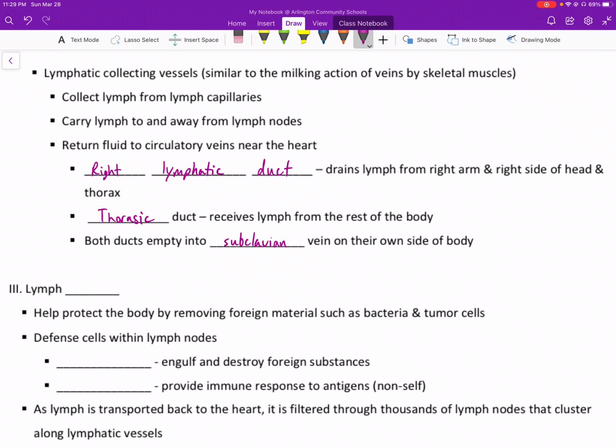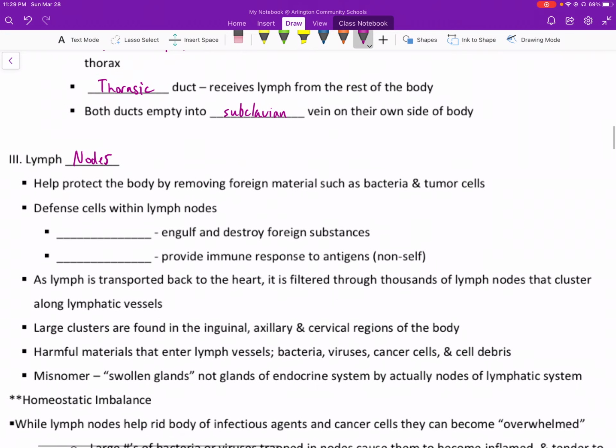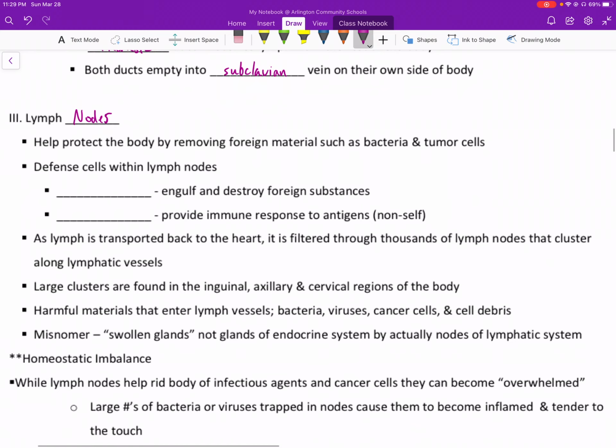Now we have our lymph nodes. What are lymph nodes? And so what they are going to do is they're going to help protect the body by removing foreign materials such as bacteria and tumor cells, defense cells within lymph nodes. And we have our macrophages, which we talked about previously within cell types, and lymphocytes. So our macrophages engulf and destroy foreign substances, while our lymphocytes provide immune response to antigens or non-self things. For instance, one of those things would be like a different blood type.